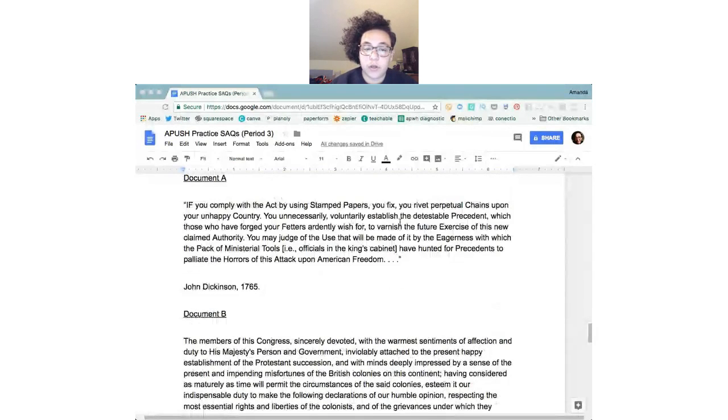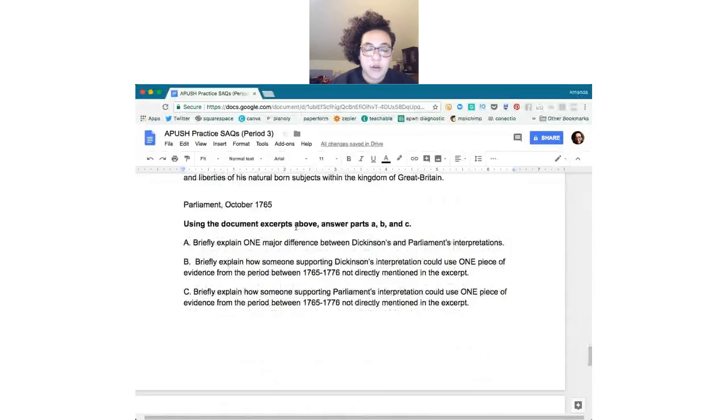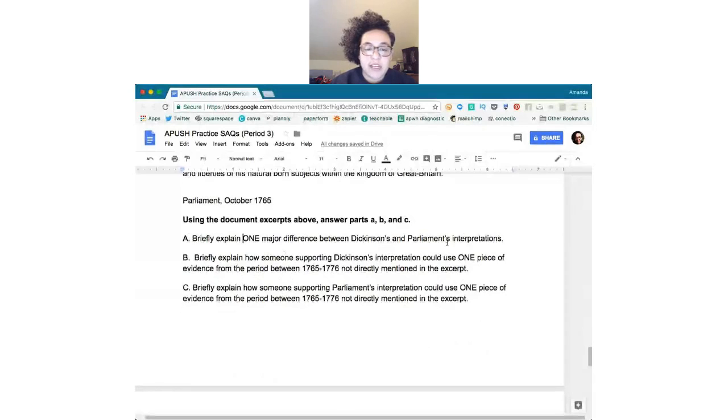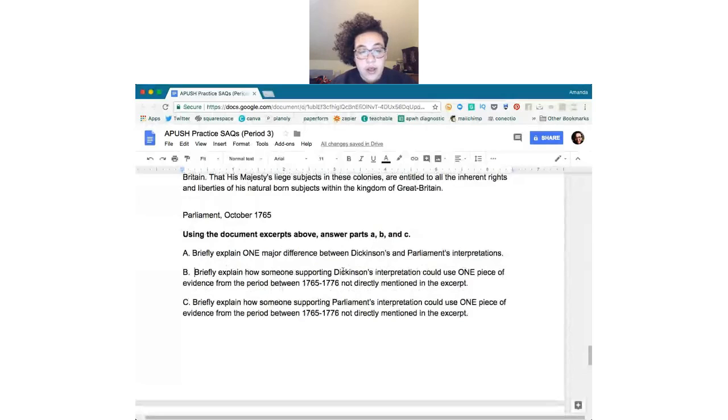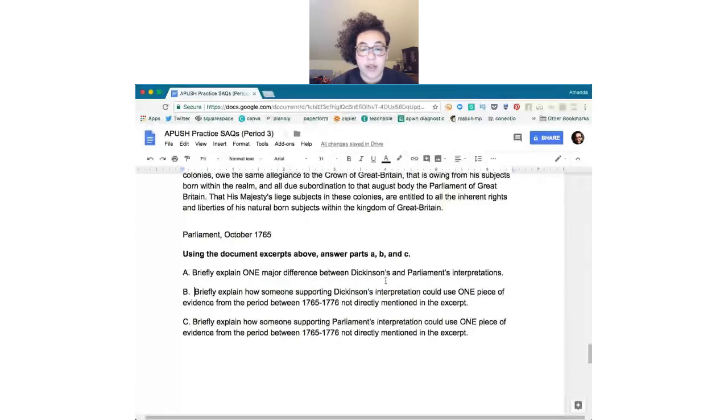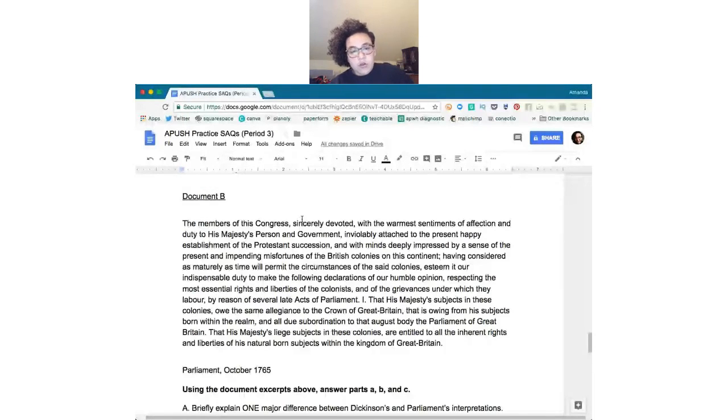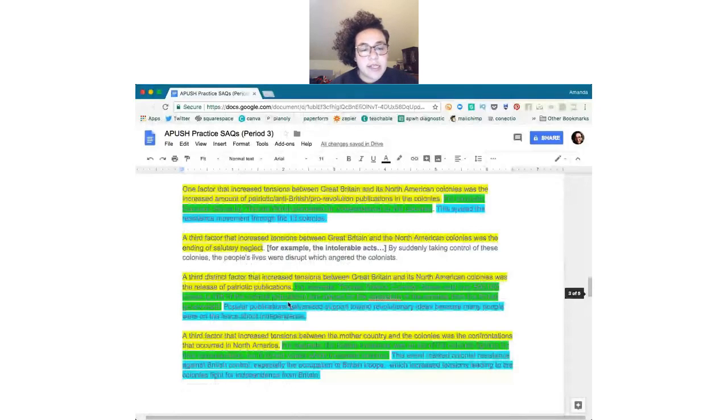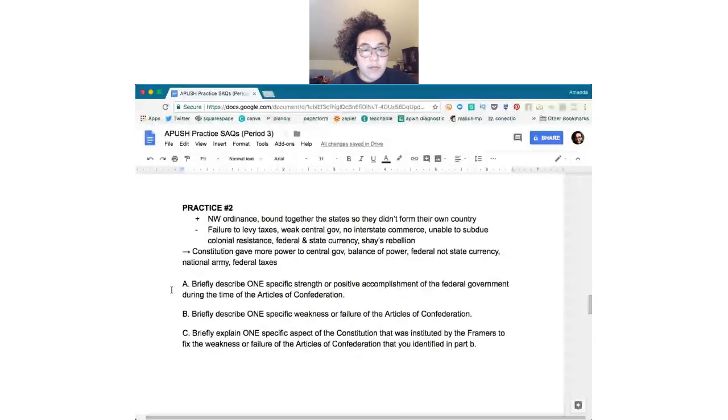Like here's another example where you've got document A, then you have document B, and then it's like, using the documents above, briefly explain one major difference between the two interpretations. Briefly explain what's a piece of evidence someone supporting the first one could use to say, yeah, he's right, or what's a piece of evidence the second one could use to say, no, he's right. So you'll see questions like that have documents like this or images. They're not all going to look like this, where it's just like ABC.